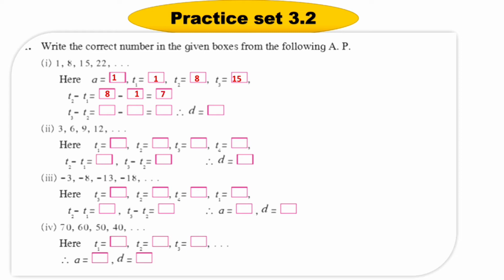Next is given T3 minus T2. T3 value is given 15. T2 value is given 8. 15 minus 8 we get 7. So your difference is constant. So D is equal to 7.